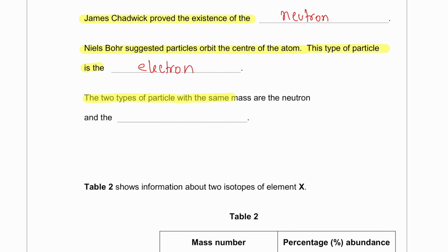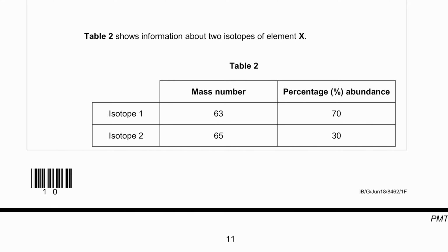The two types of particle with the same mass are the neutron and obviously the proton. Protons and neutrons have similar mass. Okay, almost similar, even though the proton is a little bit lighter. All right. Table 2 shows the information about two isotopes of element X.